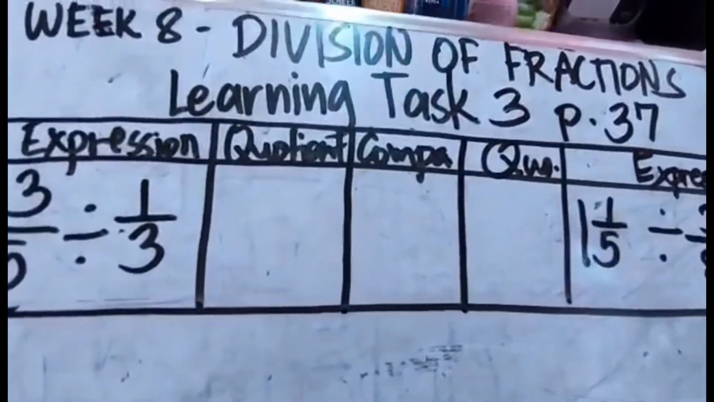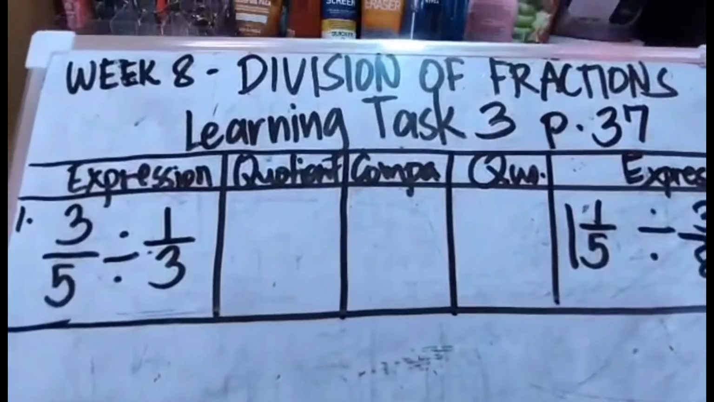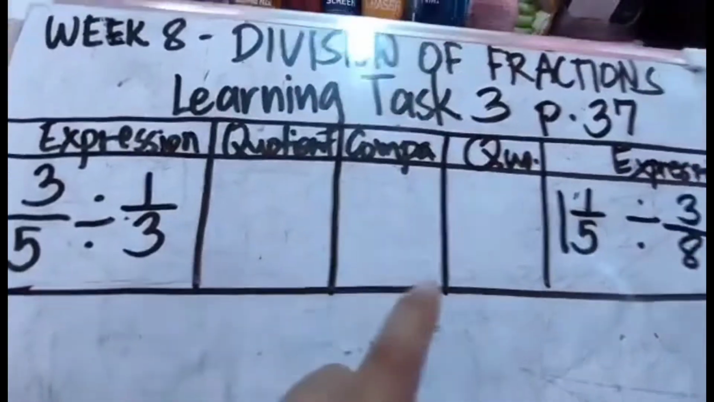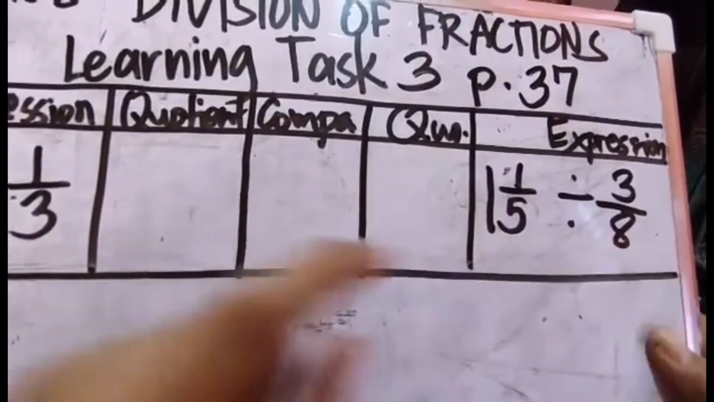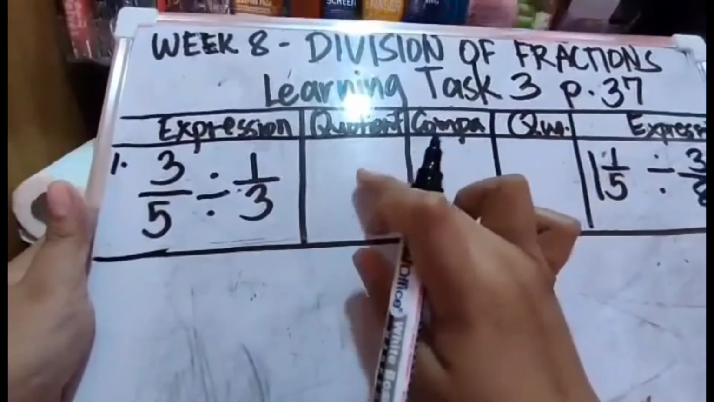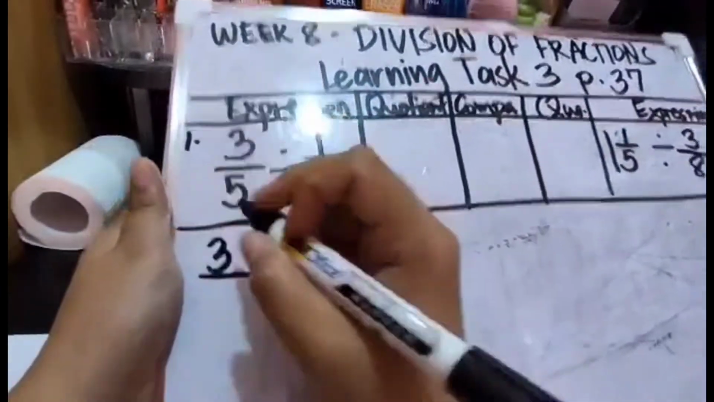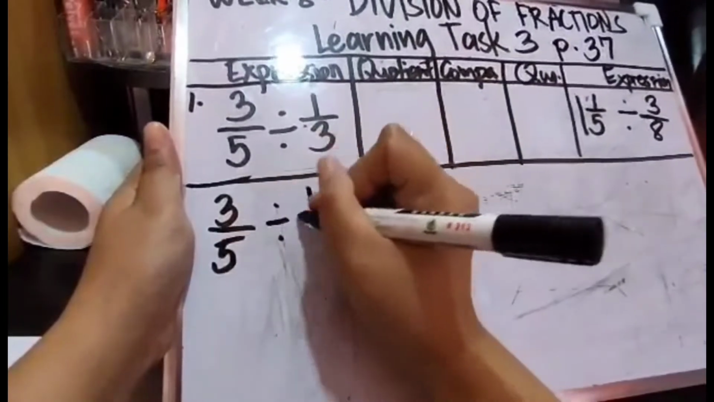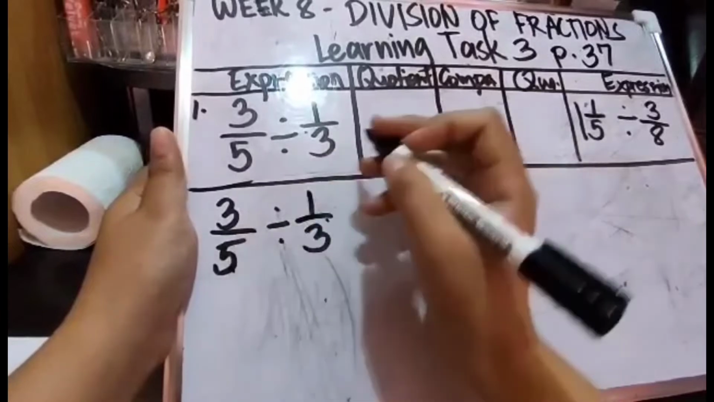Ito yung medyo mahirap o komplikadong sagutan dito sa module nyo. Pero pinapakita nito yung division of fractions to fractions and then division of mixed number to a fraction. So let's solve this one first. Kasi itong quotient, yung sagot natin, syempre. 3/5 divided by 1/3. Ang ating divisor ay 1/3, dividend ay 3/5.